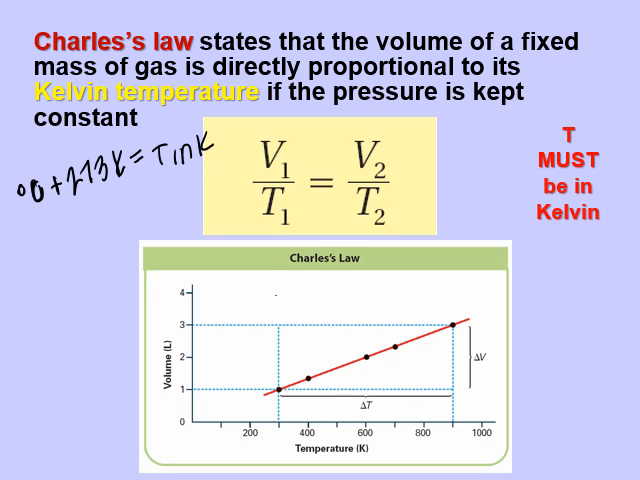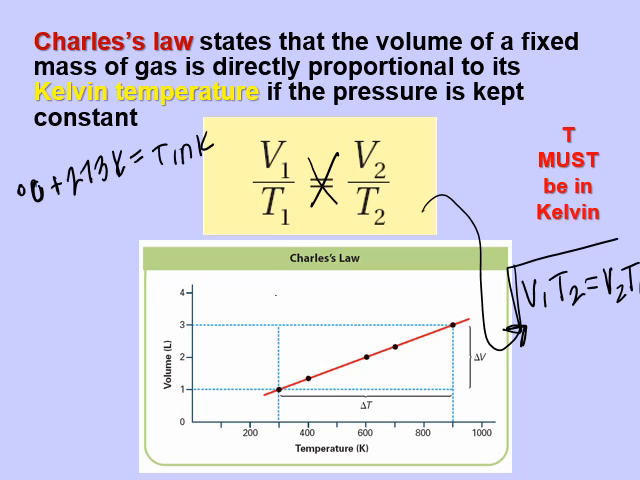So we have V1 over T1 equals V2 over T2. Now, some people prefer the linear way of looking at it, so you can cross multiply and get V1 T2 equals V2 T1. That is optional. You do not have to do it that way, but that is another way that you may write it out and that you may find easy to use.